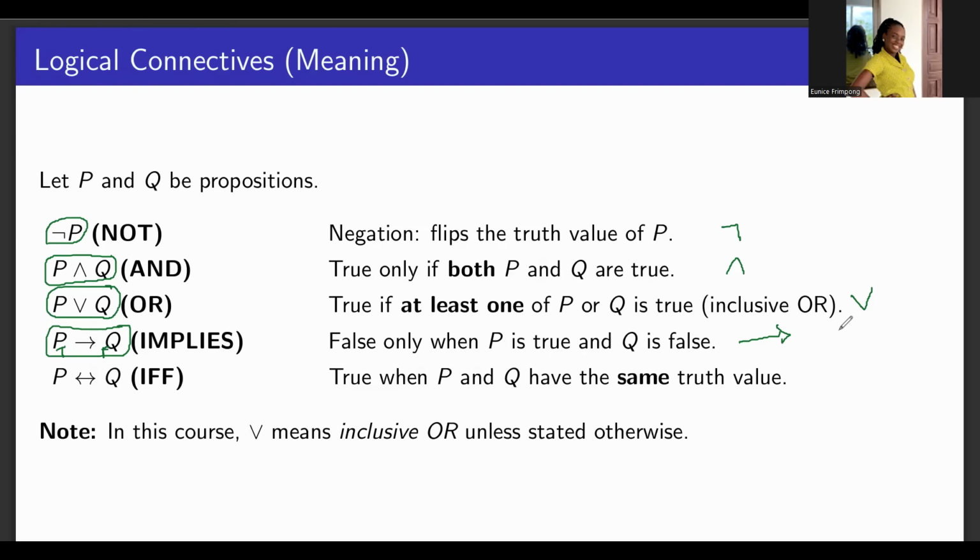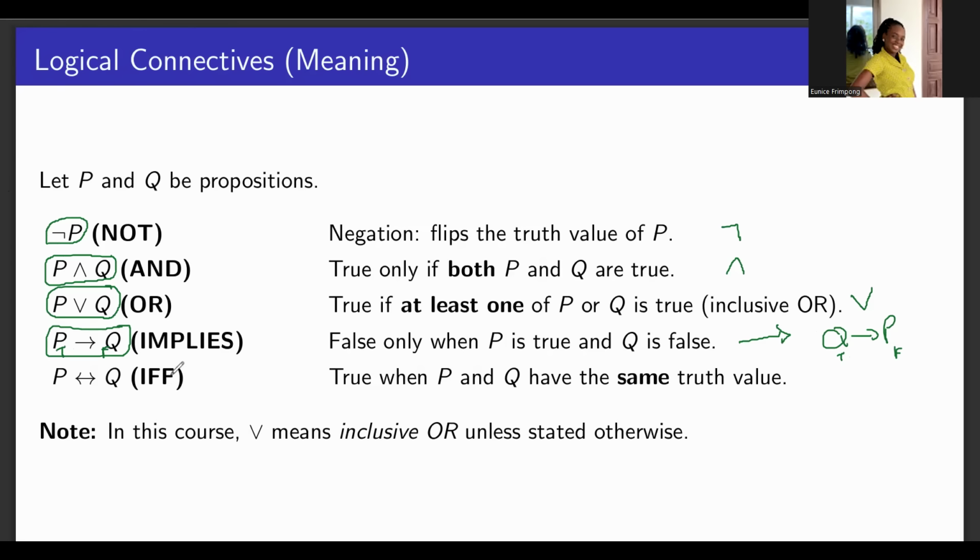So in this case, if it says, let's say, Q implies P, then this compound proposition is true only when Q is true and P is false. So it's only when the first one is true and the second one is false.